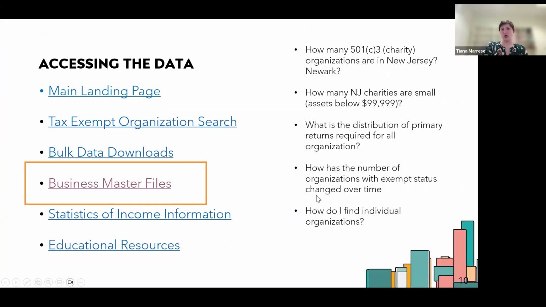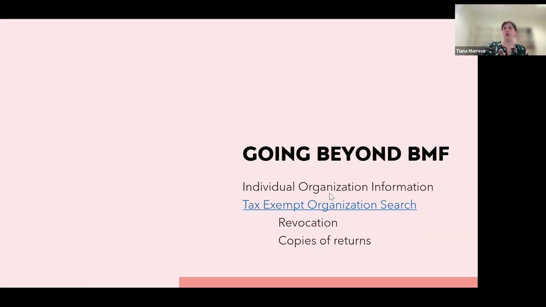The last thing I want to do before we end this tutorial is talk about how you get individual level data as well. Let's say that you're really interested in specific organizations and you want to know some of the information that the IRS has collected on these specific organizations. To do this, we're going to go beyond the BMF. We're going to specifically look at this tax-exempt organization search.